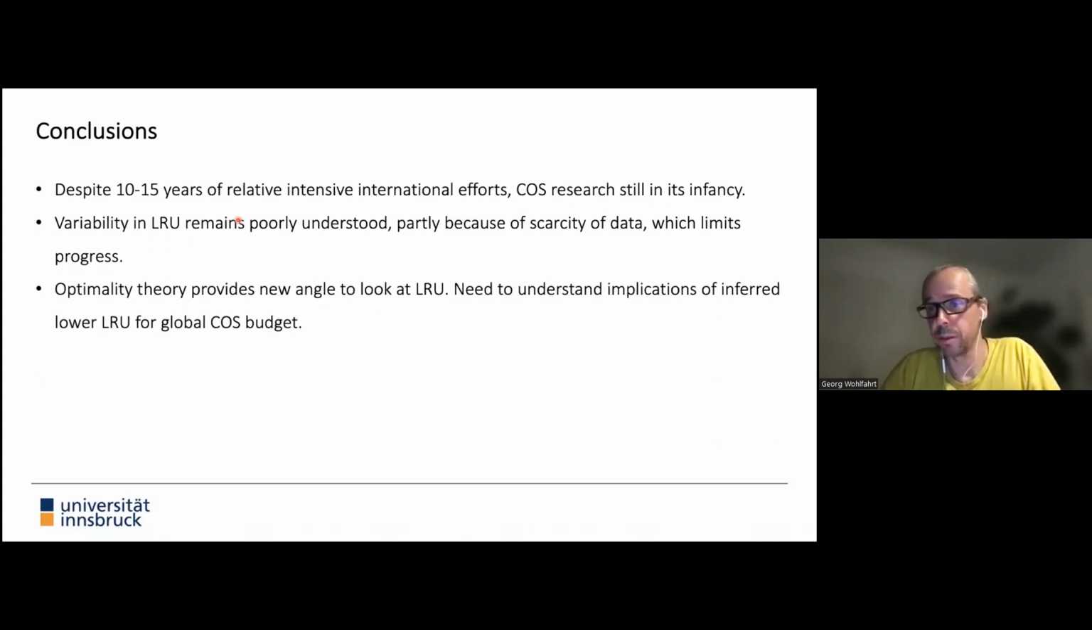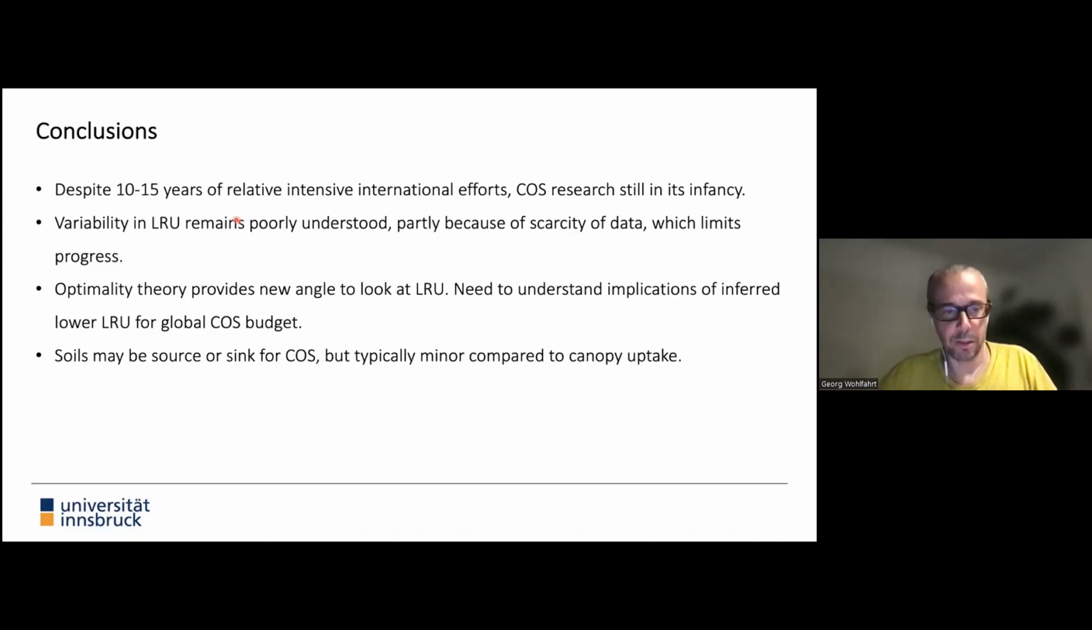What I've proposed today, using this optimality theory, is a completely new way to look at the leaf relative uptake rate. The numbers that I'm obtaining this way are very, very low, and we need to understand whether this is useless, it may be, or whether possibly it actually helps to reconcile the different components in the global COS budget in a way that actually makes sense. So it's really too early to say.